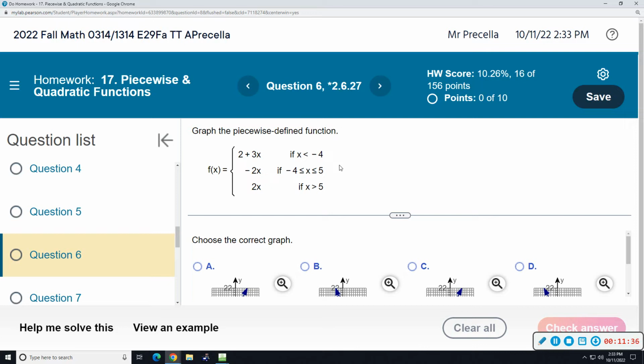So f of x equals -2x if x is between -4 and +5, or it could be equal to -4. Yeah, it could be equal to it also. And 2x if x is greater than 5. Okay, let me make sure I didn't miscopy it.